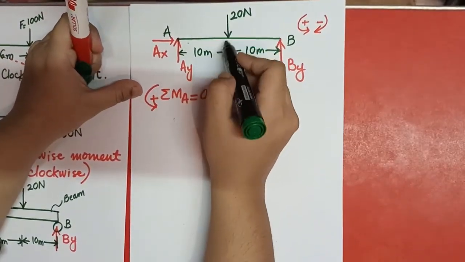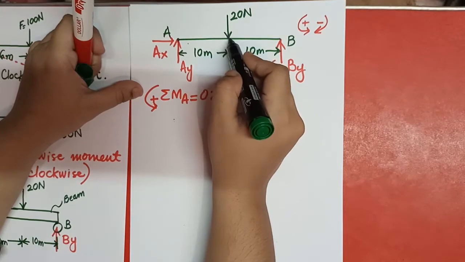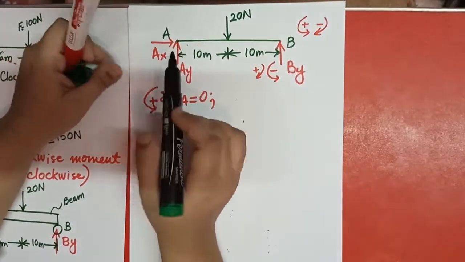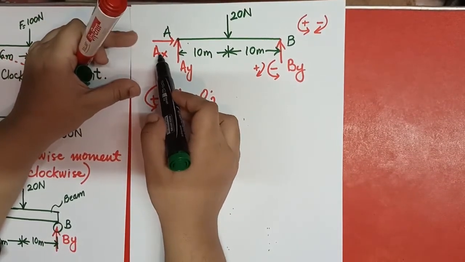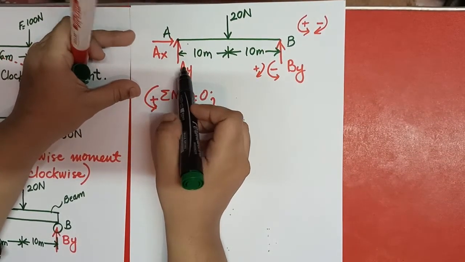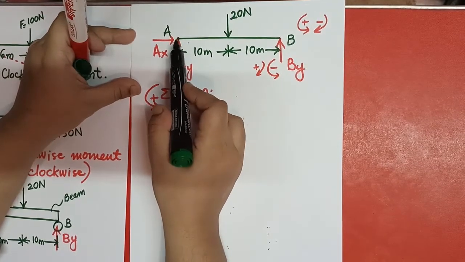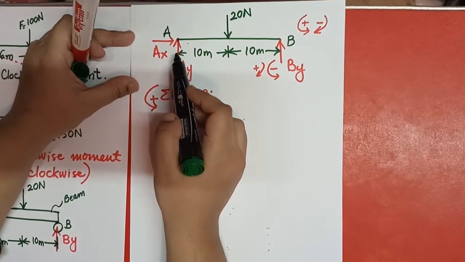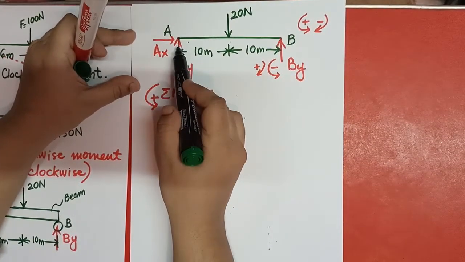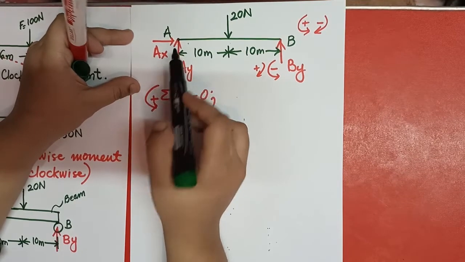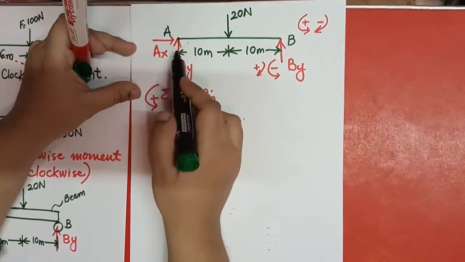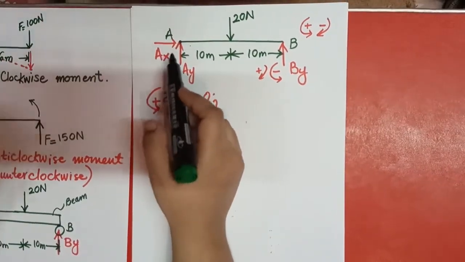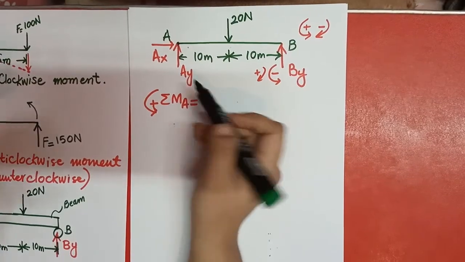For example, the rotation of this force is downward and it pushes the beam downward, so it will create a moment at point A. Always keep it in mind: there are the support reactions, and these support reactions should be 0 at point A, because they do not have any moment arm. So it will multiply with 0 and you will get 0. So the terms Ax and Ay are 0 at point A.